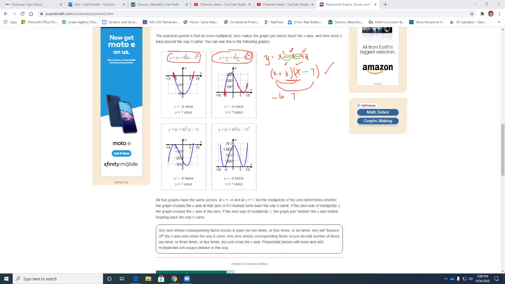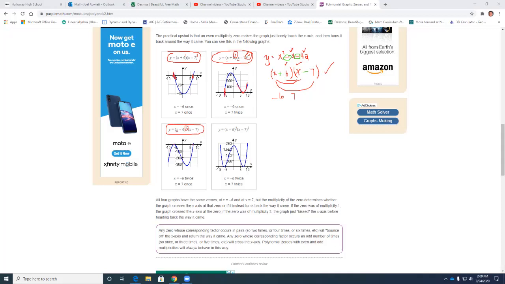If it's an odd multiplicity, you have a slice. Let's take a look at the bottom left, this graph and this polynomial function here. Notice that -6 is a 0, and we'll graph it here. We'll mark it here. And notice that +7 is still a 0, and we'll mark it there. But since this time the -6 has an even multiplicity, that means that at that 0 we have a bounce.